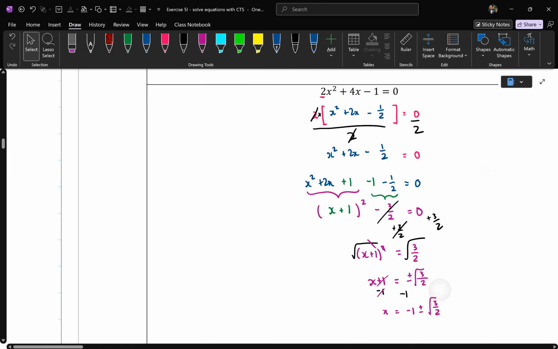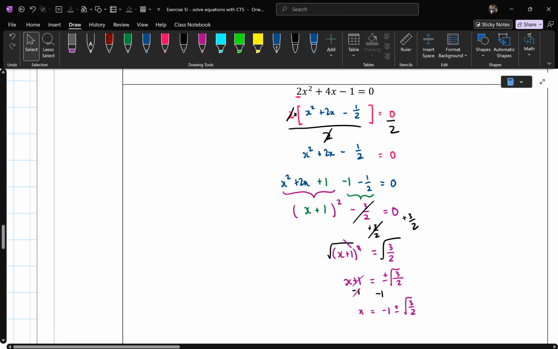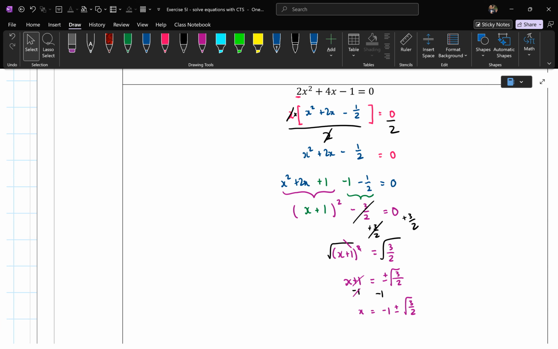I'm going to zoom out so you can see. Okay, and again, you don't have a whole number. It's a decimal number, but it tells you what x equals to.